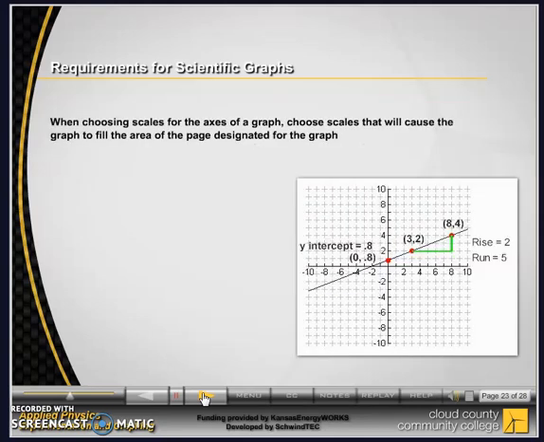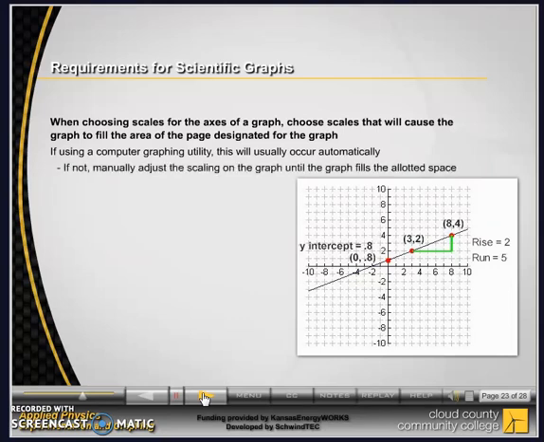When choosing scales for the axes of a graph, choose scales that will cause the graph to fill the area of the page designated for the graph. If you are using a computer graphing utility, this will usually occur automatically. However, if the computer does not choose an appropriate scale, you should manually adjust the scaling on the graph until the graph fills the allotted space.